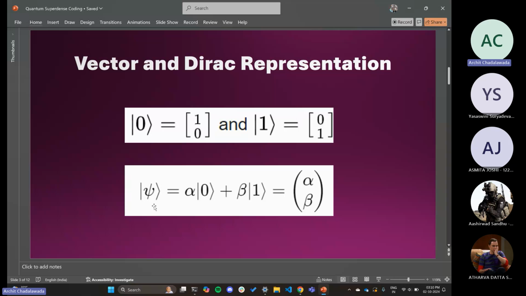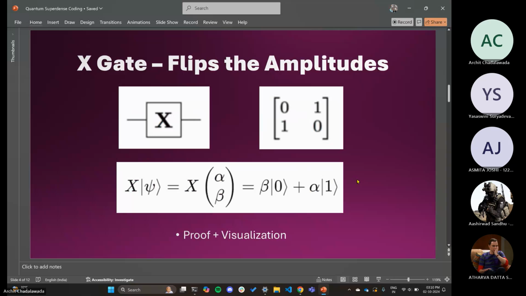And any generic state, ket psi, which is alpha ket 0 plus beta ket 1 in Dirac notation, can be written as a vector alpha, beta, because this is the probability amplitude associated with ket 0, and this is the probability amplitude associated with ket 1. And we saw many times that the X gate, represented by an X on the circuit, which has a matrix 0, 1, 1, 0, can be used to flip the probability amplitudes of alpha and beta in any state ket psi. And we know that multiplying a matrix onto a column vector gives us another column vector. So it's a linear transformation, and it must be a unitary matrix.